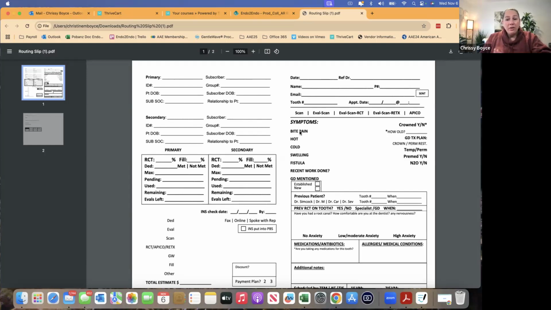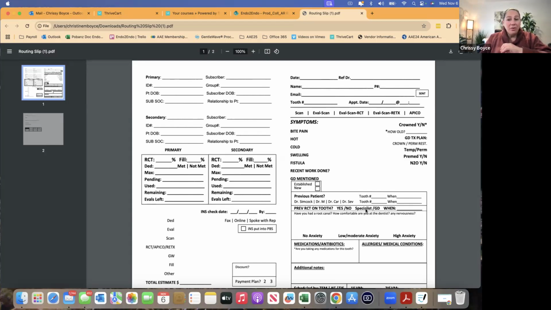So right here, then you ask, has this tooth had a previous root canal on it before? Let's say they say, yes, it has, or the general dentist says, yes, it has. Was it done by a specialist or a general dentist? If it was done by a general dentist, we want to find out when, but Dr. Simcox says if it was done by a general dentist, we just put it in for a retreatment, because we know that a general dentist is not going to do as good of a job as a specialist.